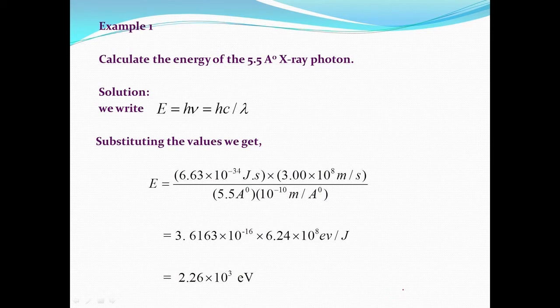So, I multiply it by 10^-10 meters, since 1 angstrom is 10^-10 meters, and if I put these values, what I get is 2.26 × 10^3 electron volts, that is the unit. Therefore, given any wavelength, I can calculate the energy of the electromagnetic radiation. Vice versa, if I know the energy of the radiation, I can always calculate the wavelength of the electromagnetic radiation. Take a look at the next example.